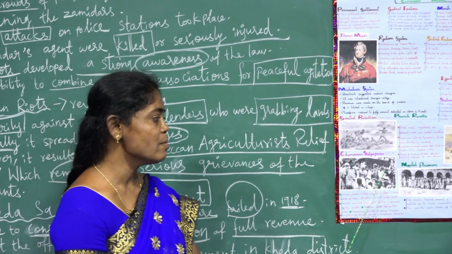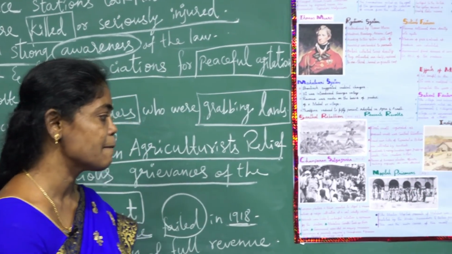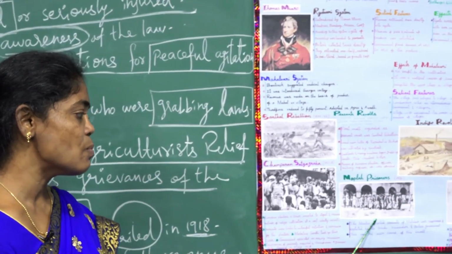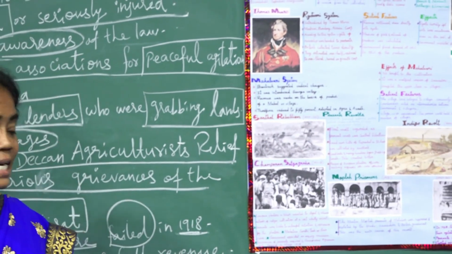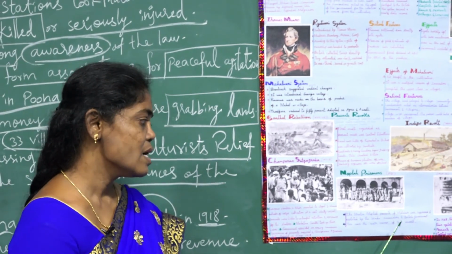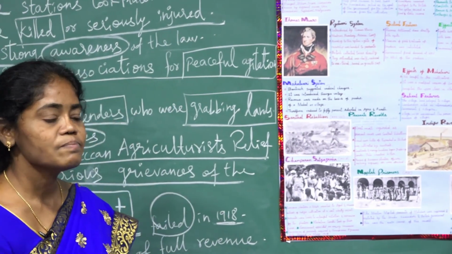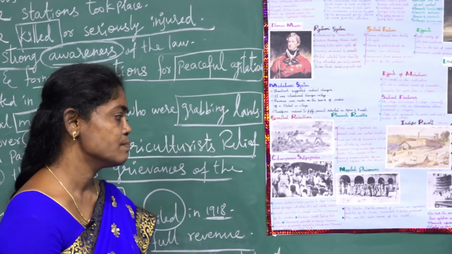Now we will see the Moplah rebellion, 1921 is the period. The Muslim Moplah peasants of Malabar were suppressed and exploited by the Hindu zamindars and the British government. This was the main cause of this revolt.